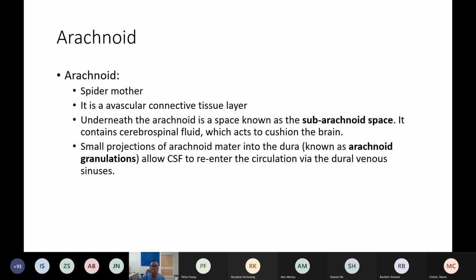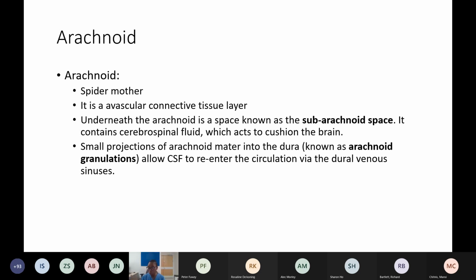Okay, so beneath the dura, the next layer is the arachnoid mater, so spider mother, and this is a vascular connective tissue layer. And just beneath this is where something that's very important is stored, which is the cerebrospinal fluid, which is a fluid that essentially acts to cushion the brain. And again, this will be discussed on Tuesday in far more detail, but just to give you a basic understanding.